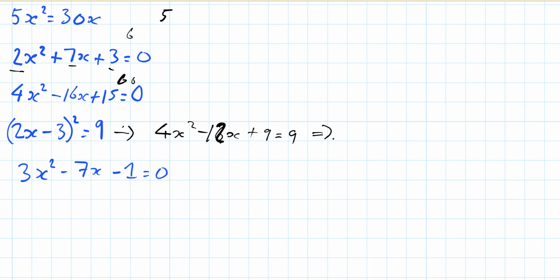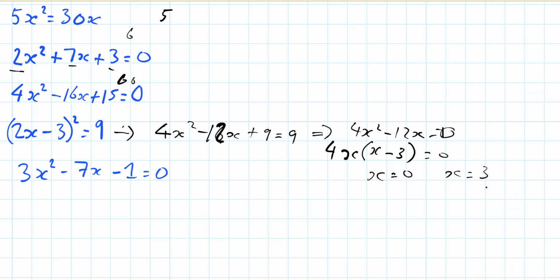So that becomes 4x squared minus 12x. And if you take the 9 over, equals 0. So you become the minus 9. So 9 minus 9, that becomes 0. So factorize here. Take out 4x. You have x minus 3 equals 0. So x equals 0 and then x equals 3.